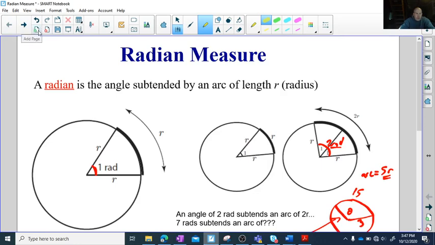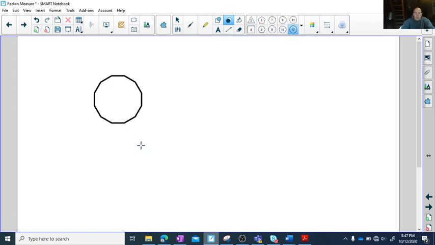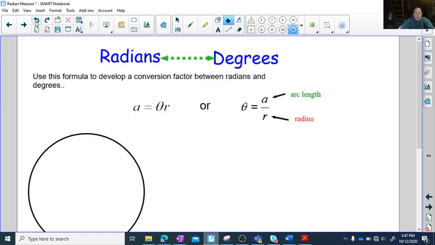Before, let's just do a couple of quick circles here and do some calculations. So let's suppose that I had, that's not what I wanted. That's a polygon.